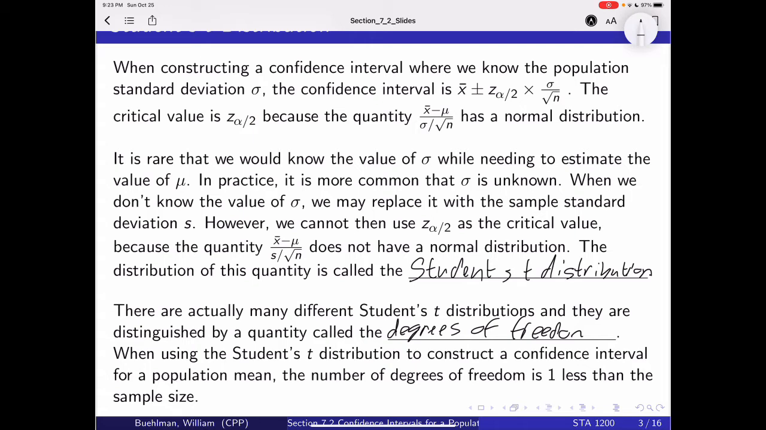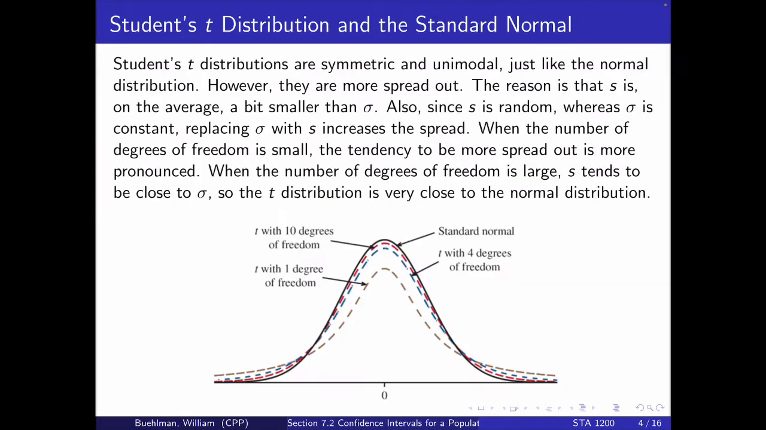When using the student's t-distribution to construct a confidence interval for a population mean, the number of degrees of freedom is 1 less than the sample size. Student's t-distributions are symmetric and unimodal just like the normal distribution. However, they are more spread out. The reason for this is that s is on average a bit smaller than sigma. Also, s is random whereas sigma is constant. Replacing sigma with s increases the spread.